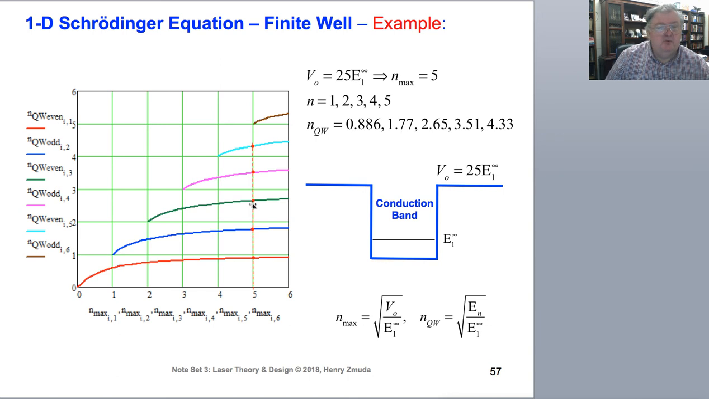That's 1.77. This point, read over, is 2.65. Read over here, 3.51. Finally over here, read over 4.33. So we see there are five energy levels in the well. I've solved not for the energy levels, but I've solved for n quantum well, but that's okay, because once I know n quantum well, now I do. It's these numbers I could solve for En infinity for myself.